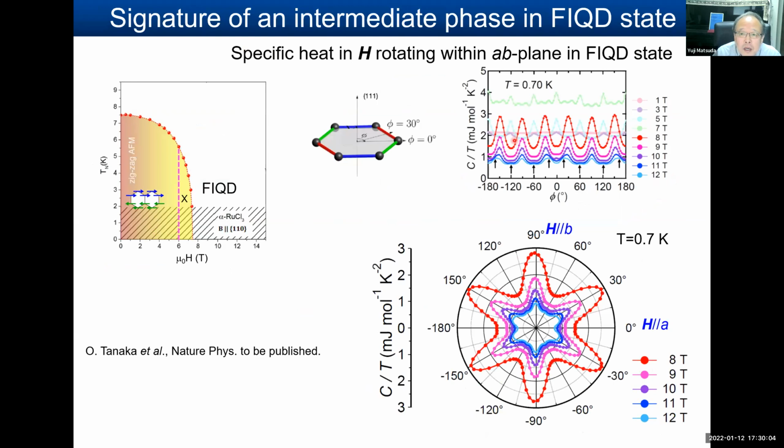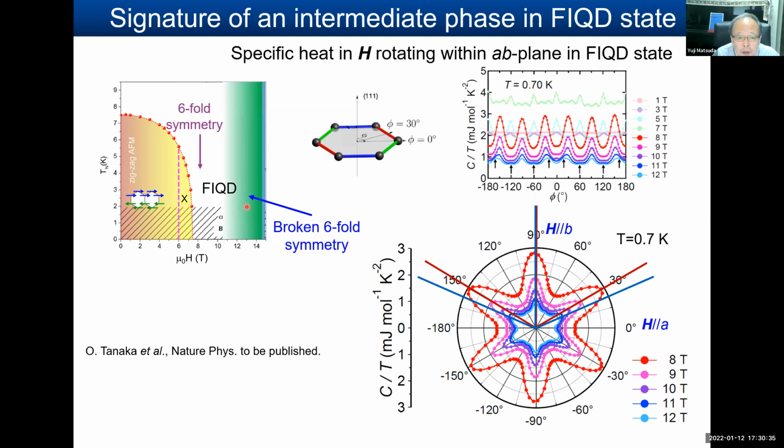Here is the angular variation of the specific heat measured by Takashi Sasaki's group. Here is a polar plot. At 8 and 9 tesla, they observe a clear six-fold symmetry. But at high field, they clearly observe a deviation from the six-fold symmetry. So at high field, the six-fold symmetry appears to be broken. This indicates that some kind of transition which breaks the six-fold symmetry may occur at 10 or 11 tesla.